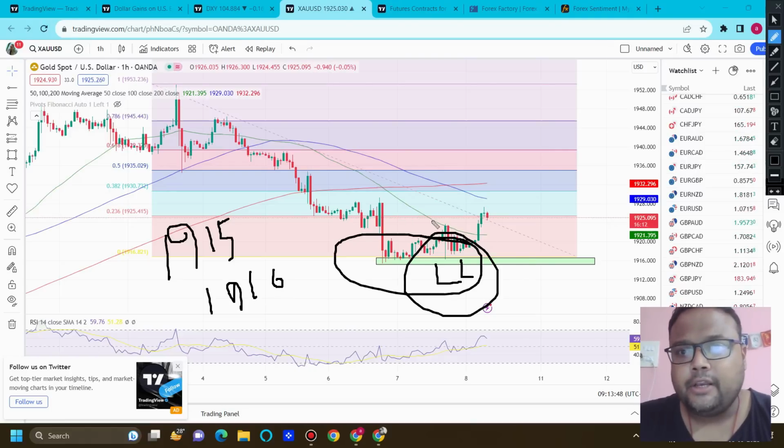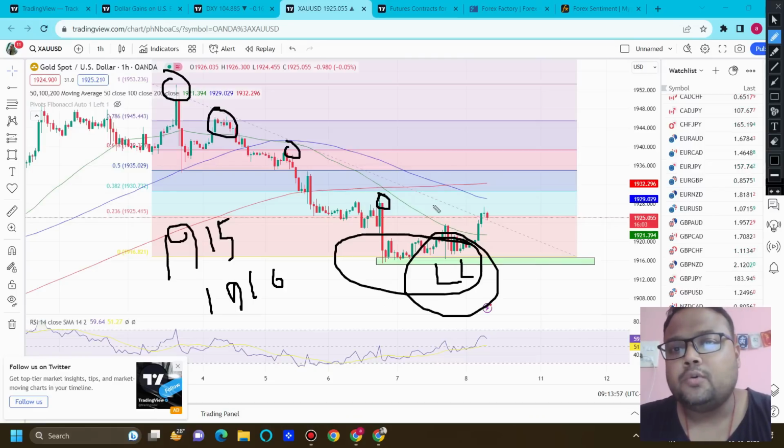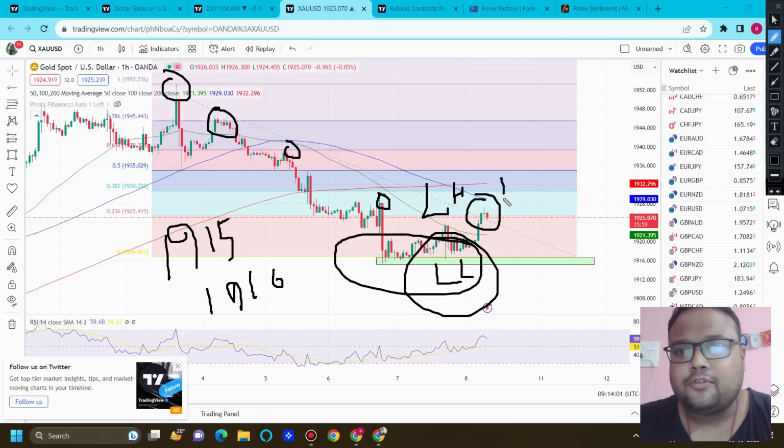Another thing that we need to focus on here is that, not only in this particular chart but in all the markets around the world, you'll see that markets form lower lows and lower highs, and you can see that this time the market has formed a higher high.